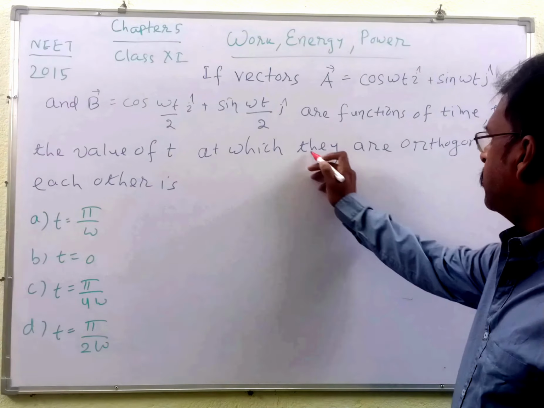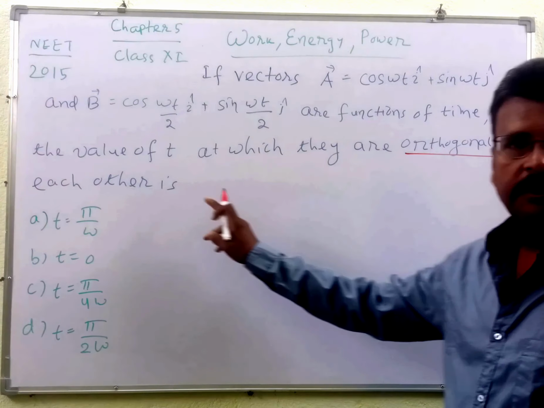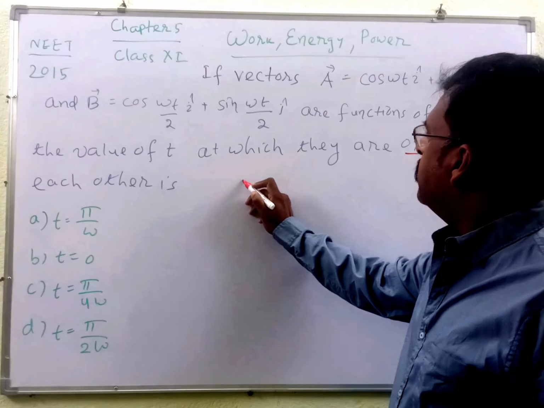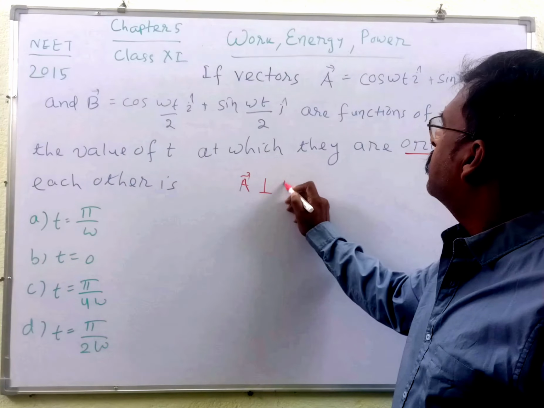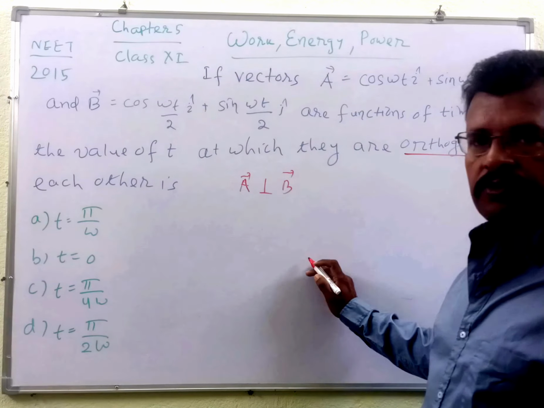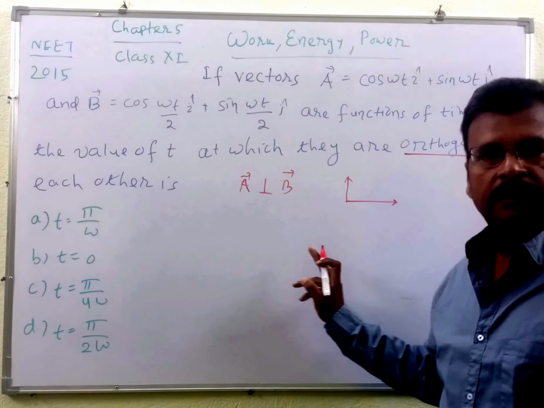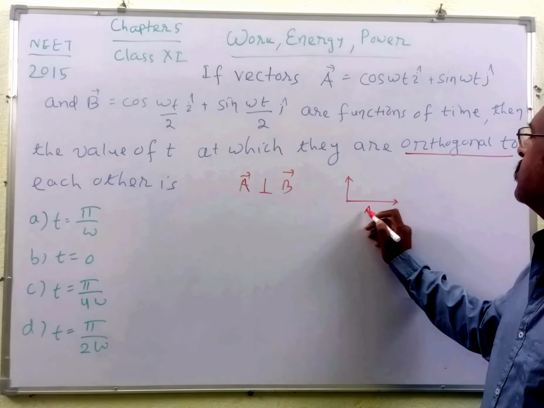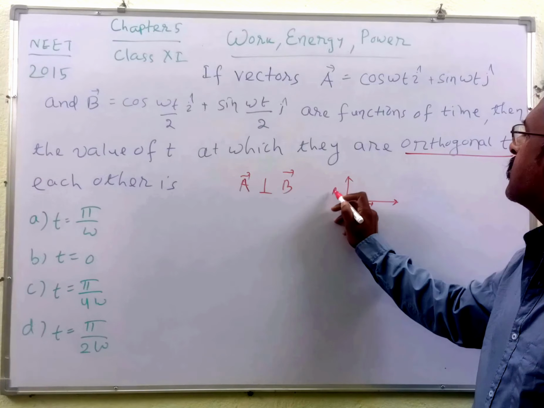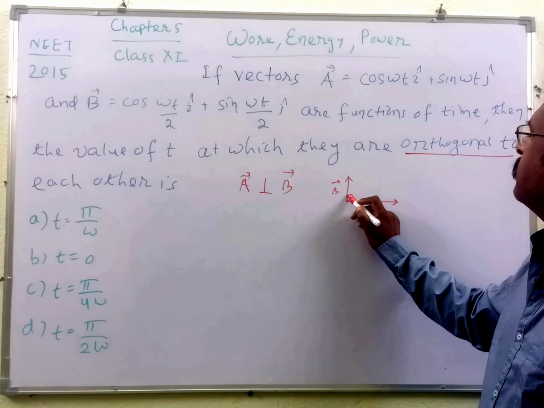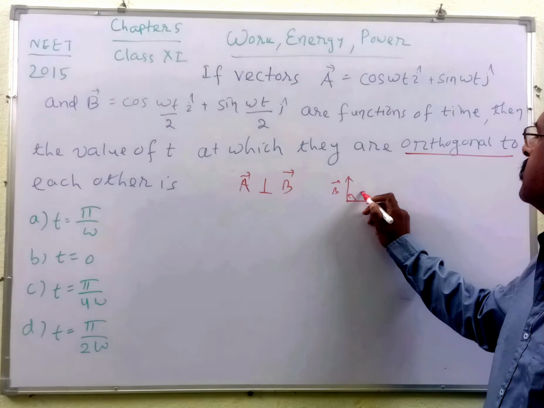Students, it is given that they are orthogonal to each other. That means vector A is perpendicular to vector B. So, what is the angle between A and B, student? If they are perpendicular to each other, then if this is vector A, this is vector B, the angle between them is 90 degree or pi by 2.